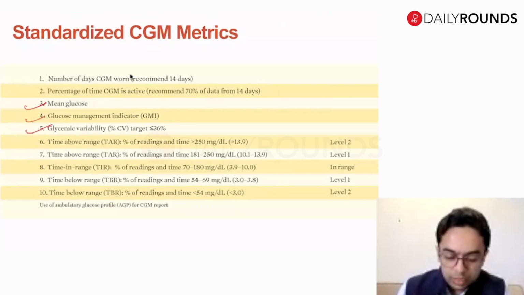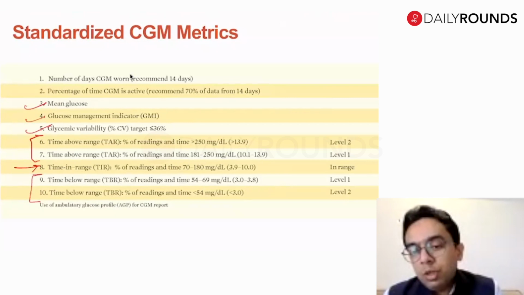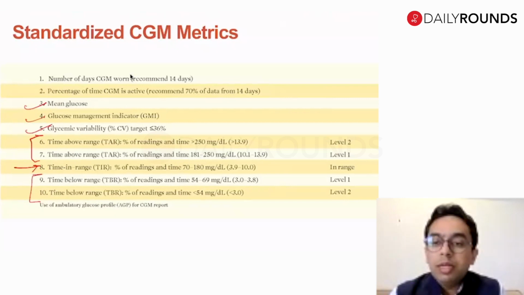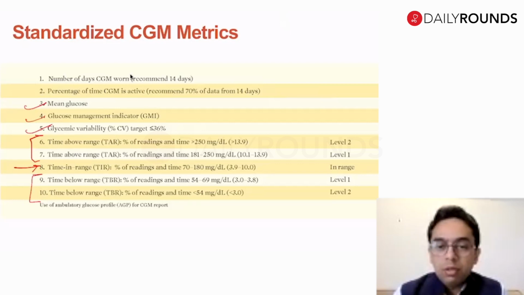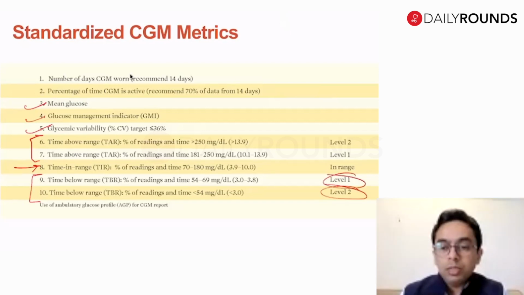Then you have TIR, I've already told you. Then you have TAR, that is time above range. Then you have TBR, that is time below range. Time above range is again divided into two levels. Level 1 is more than 180, level 2 is more than 250. TBR, time below range, is again divided into level 1 and level 2. Level 1 is less than 70, level 2 is less than 55. Okay. So 54, 55 is level 2. Level 1 is less than 70.